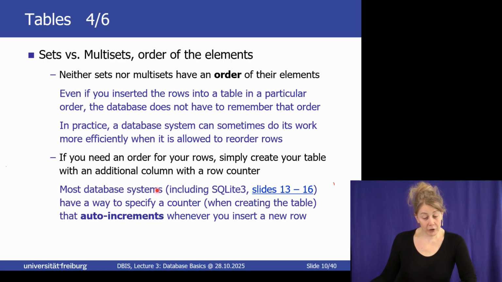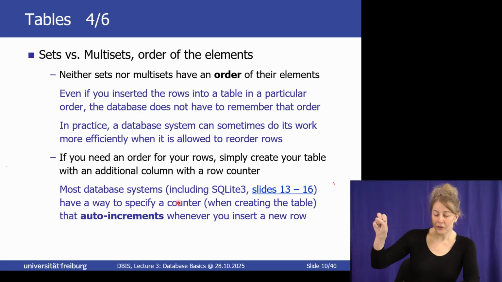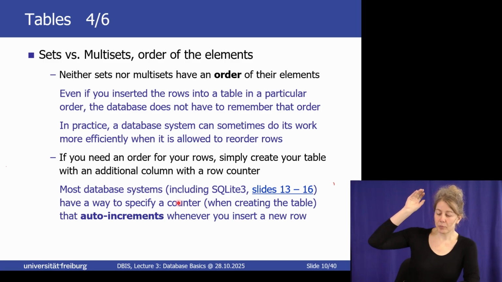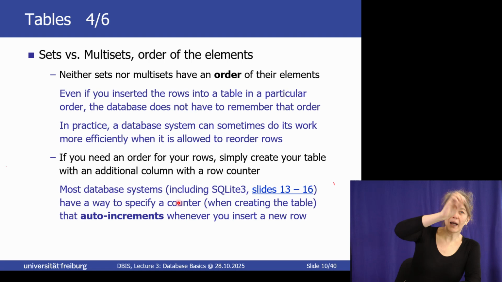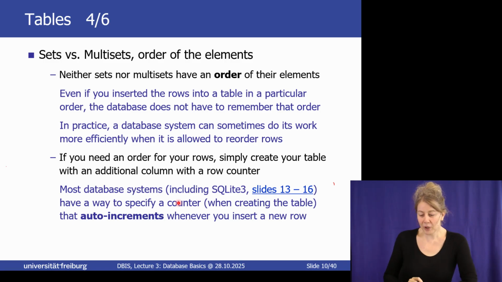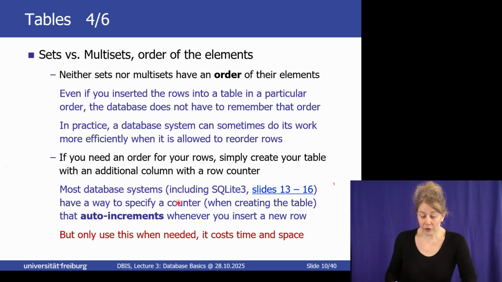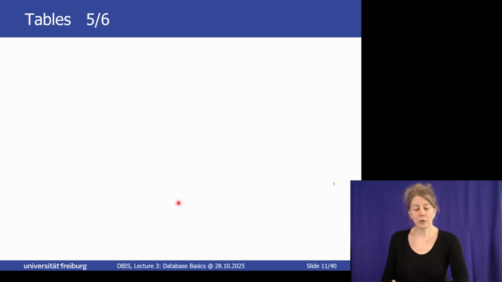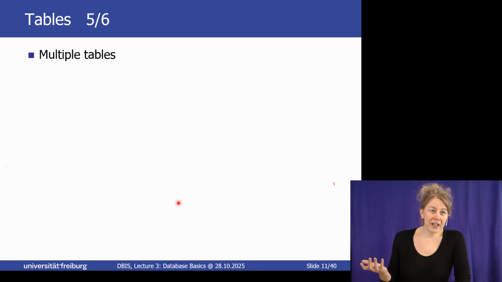Most database systems also allow you to have this counter automatically. So you can just say, and we will see in a second how these things work in principle, please, whenever I insert a row, add a column which is an automatic counter and auto-increment it. So add a first row, it will automatically get this column entry 1, 2, 3, 4. But as I said, that costs time and space. So you should only do it when you need to, and it's also not the default. So by default, you don't have an order and you don't have such a column which says which row index it is.